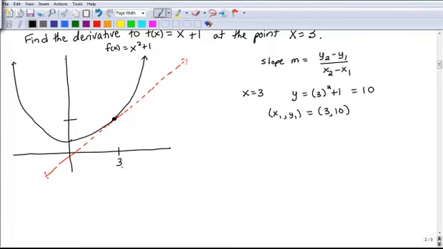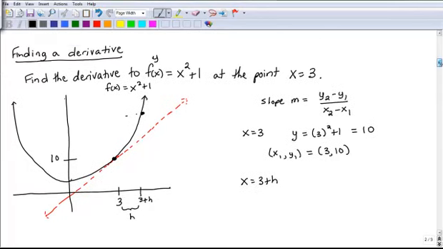We can't use a number, because you can't think of the smallest number to move over. So I'm going to use a letter, and I'm going to call the letter h. And h is how big of a step from 3 I take to the right. So the second x value is going to be 3 plus h, because I added h from 3 to the right. And the y value that goes with this on the graph, we found this one was 10. For the second x value, 3 plus h, to find the y value that goes with that, I use the same equation. x squared plus 1 tells me the y value on the graph.